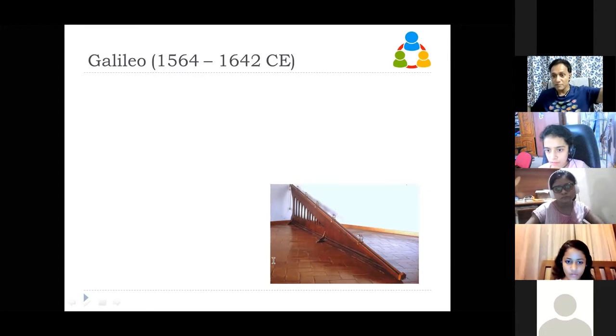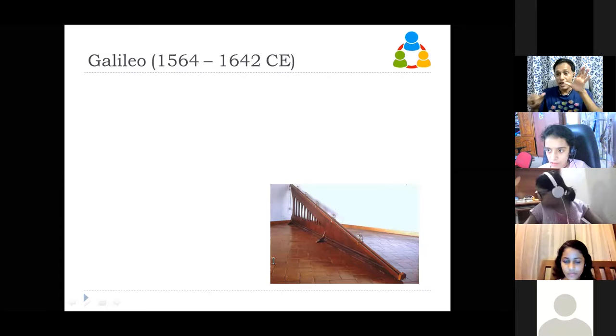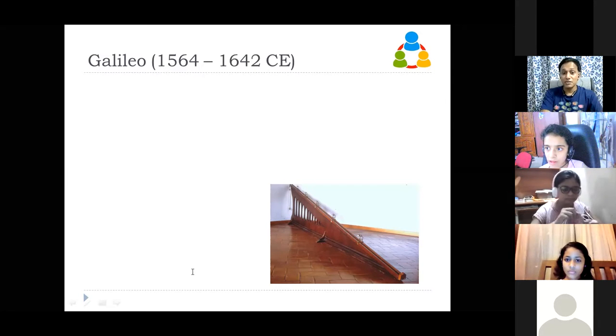The length of the experimental setup. And then he started measuring: is there a relationship between the time taken for the ball to reach the down point and the length of this? You see, he started to ask, is there a relationship? And he conducted this experiment so many times and he realized there is a relationship between both.